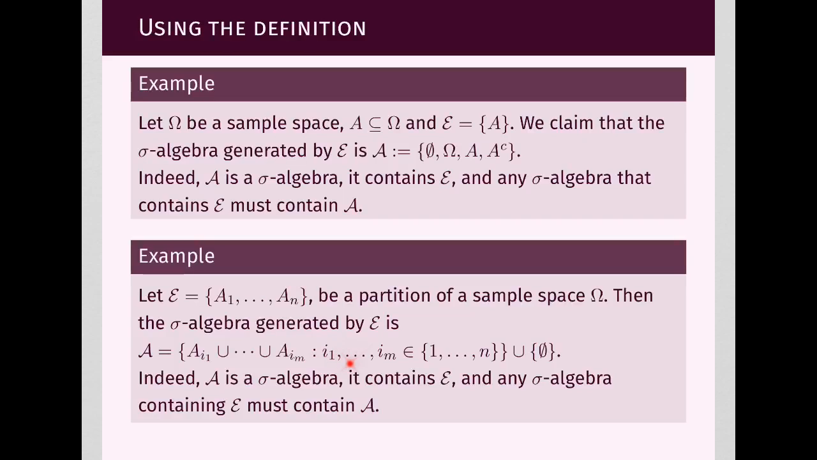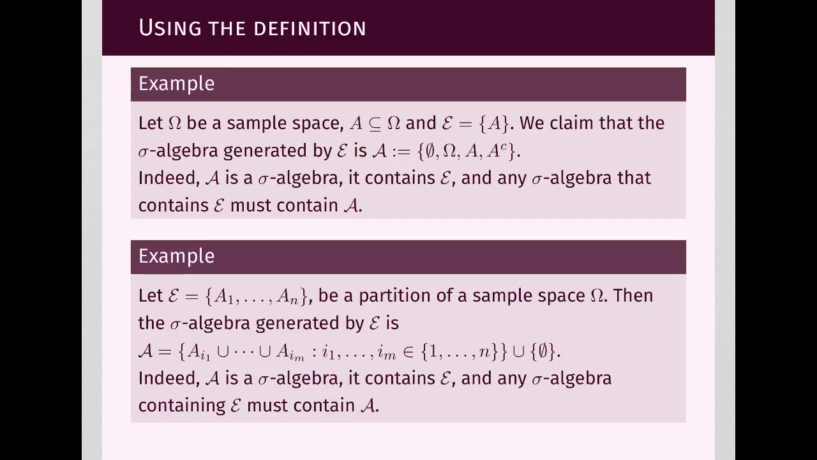So we take any collection of indices I1 up to IM for some m, where all these indices are just numbers from 1 to n, and we take only the sets that have those indices. We take the union of those sets. And by doing that, we build a typical element of this class A. We also have to add another element here, which is the empty set, because then this is now an algebra, which we can verify. So yes, this A is indeed a sigma algebra.